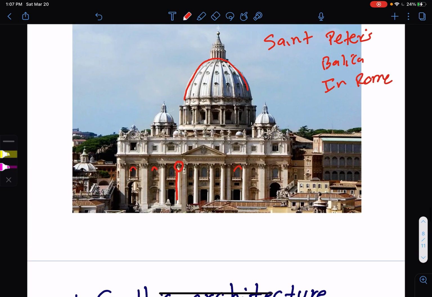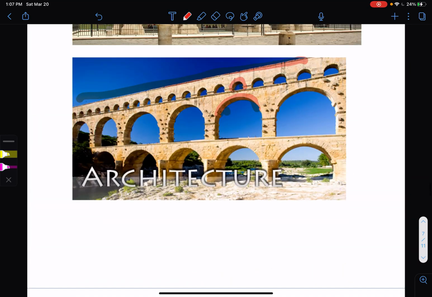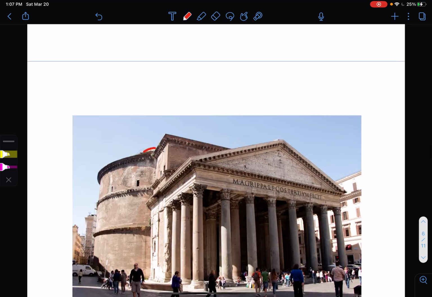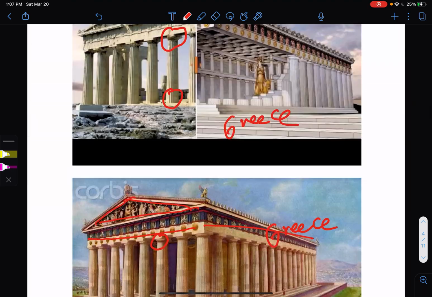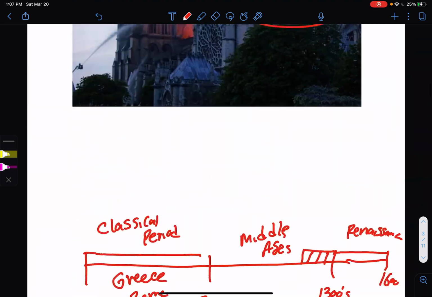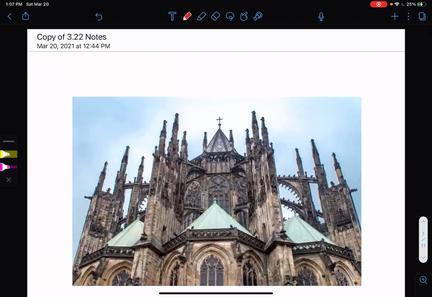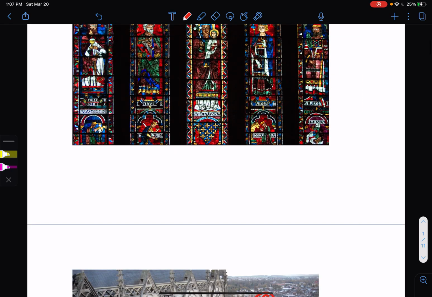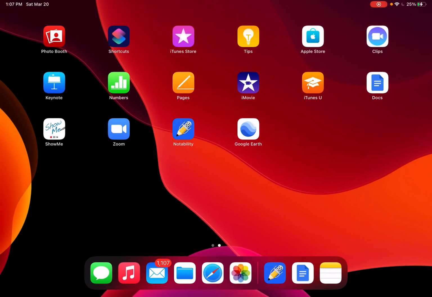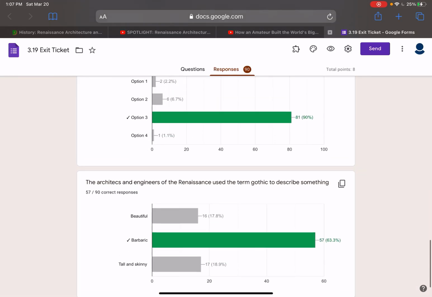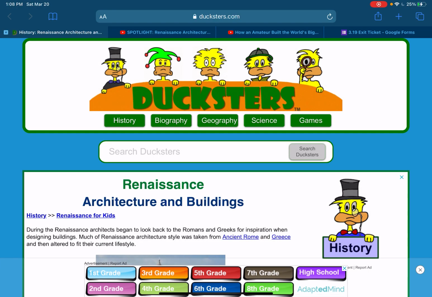So I'm going to give you some images on your exit ticket and ask you if they are Renaissance architecture or Gothic, and you're going to have to tell me why. Okay? Let's go over this text.